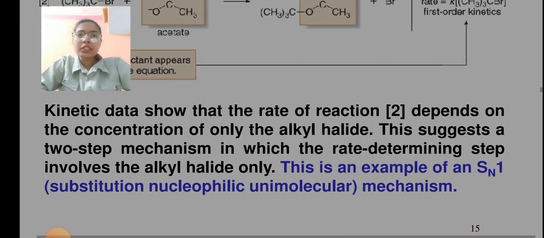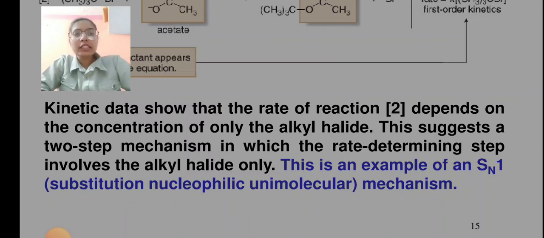Kinetic data shows that the rate of reaction in the second depends on the concentration of only the alkyl halide. This suggests a two-step mechanism in which the rate determining step involves the alkyl halide only. This is an example of an SN1, substitution nucleophilic unimolecular, mechanism.